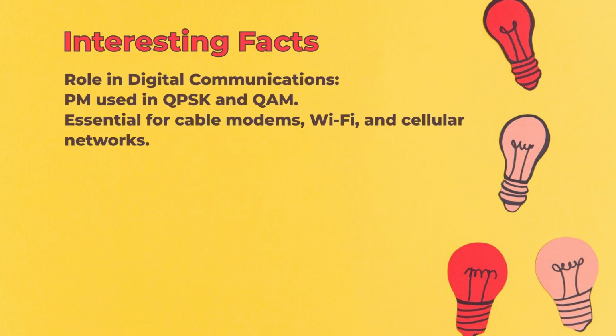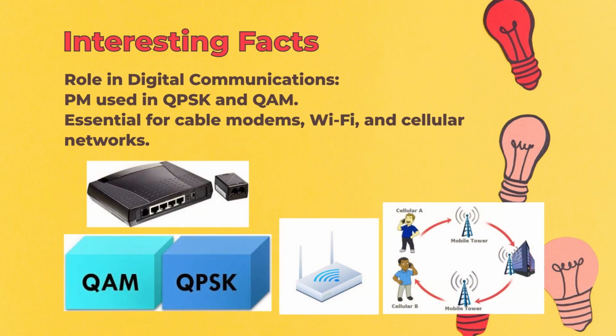Next is the role in digital communication systems. Phase modulation plays a crucial role in digital communication systems also. It is used in complex modulation schemes like quadrature phase shift keying, abbreviated as QPSK, and quadrature amplitude modulation, QAM.